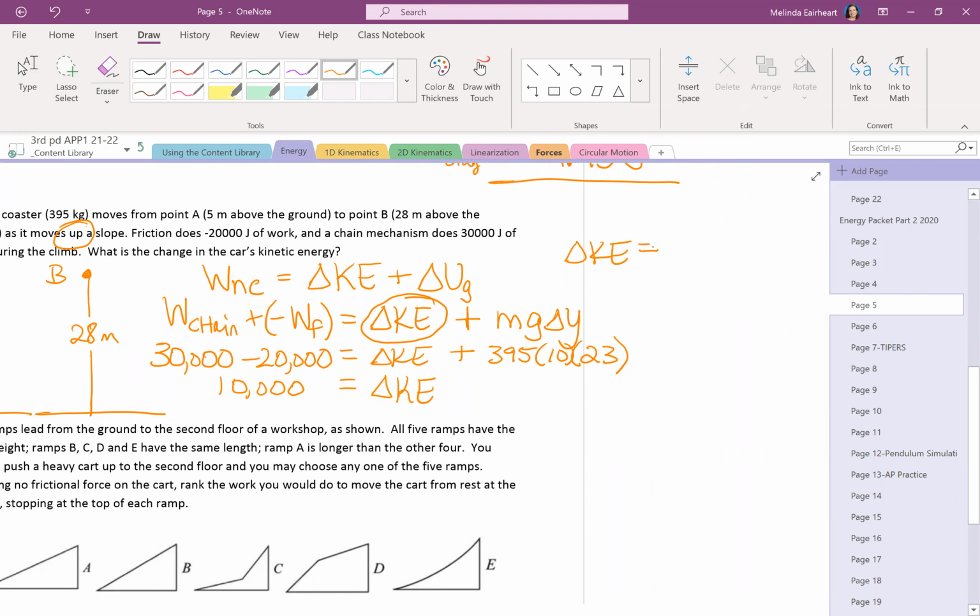And those of you not calculating, what sign of our change in kinetic should we get? As you go up the roller coaster, 99% of the time, what happens to your speed? It slows down. So what kind of delta KE will we get? Should get negative. And those calculating, you should get negative.